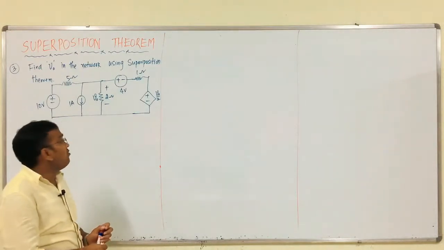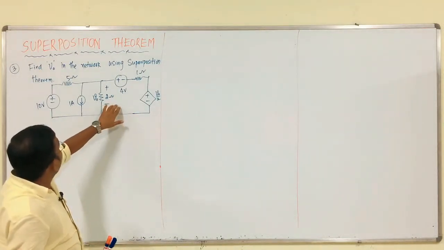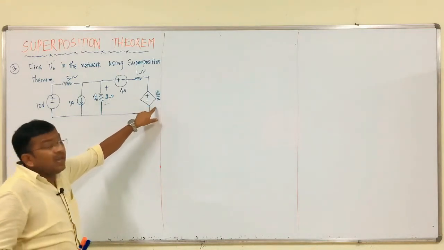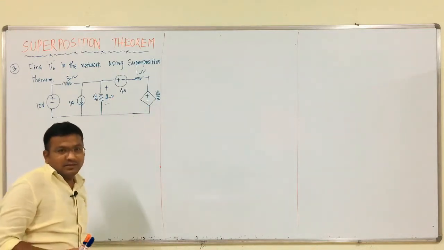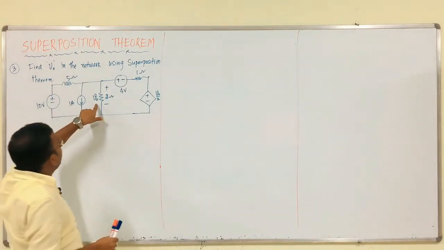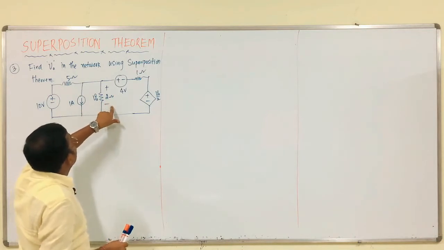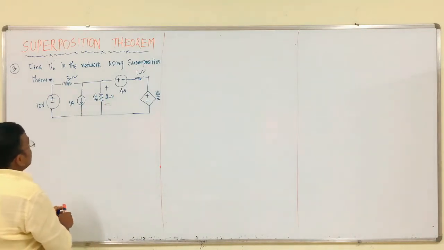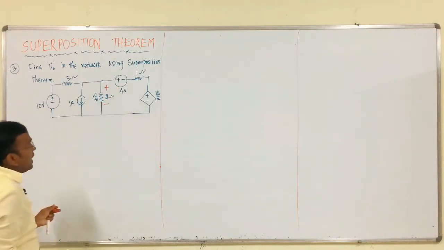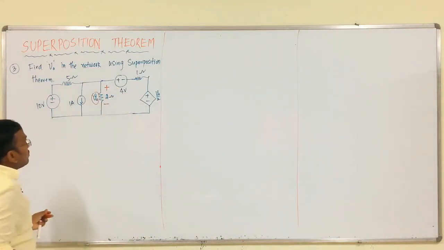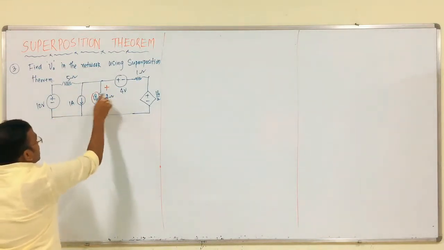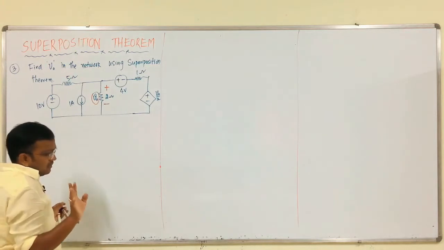Now, we have to solve this problem. This is the problem which has independent voltage sources and current sources with a dependent voltage source. Find V naught. We have to calculate this V naught in the network using the superposition theorem. This is given, this is plus minus, this is V naught. So, how many sources do we have? We have 3 sources, 2 voltage sources and 1 current source. So, we have 3 cases.